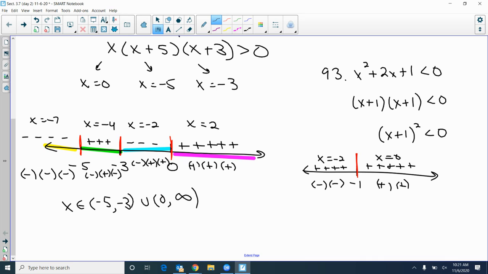No solution, because they want, where is it going to be less than 0? Okay, where's it going to be less than 0?